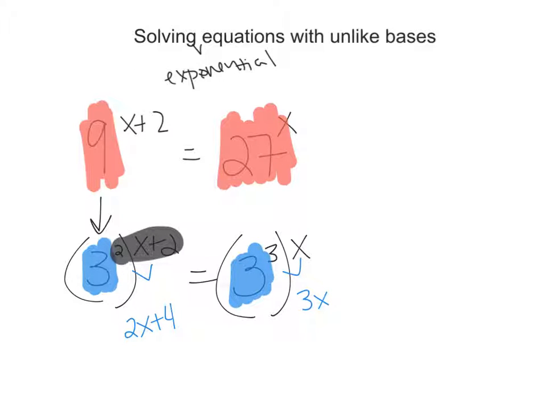So when I set them equal to each other, I'm really going to have 2x plus 4 equals 3x. And when I subtract 2x from both sides, 4 is equal to x.